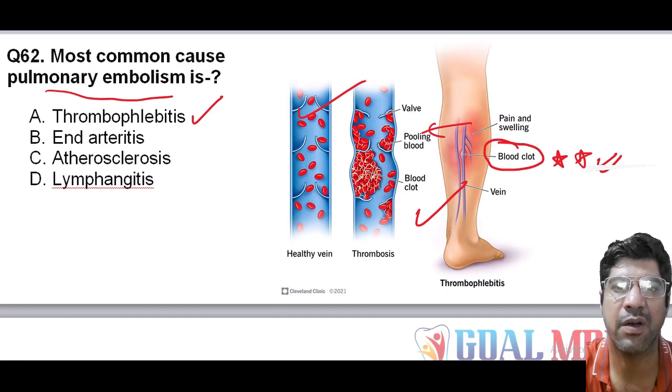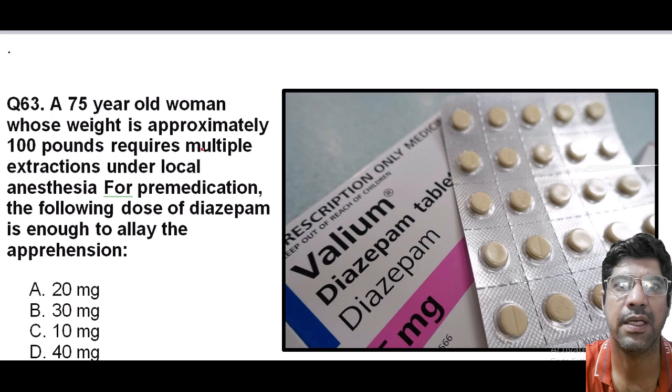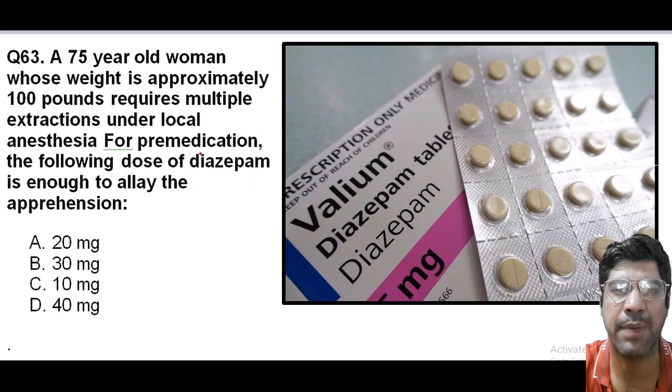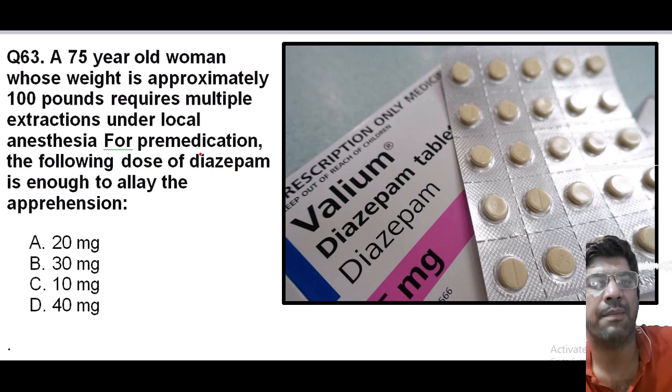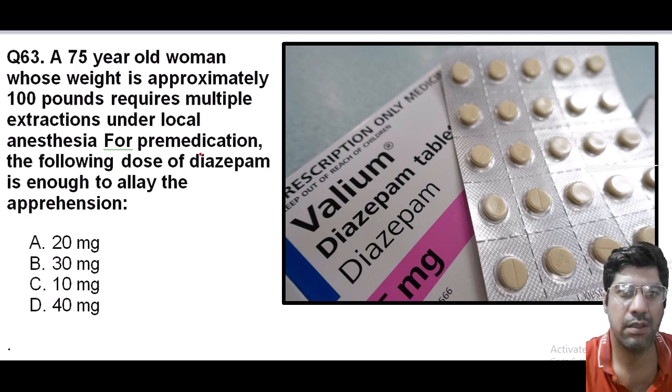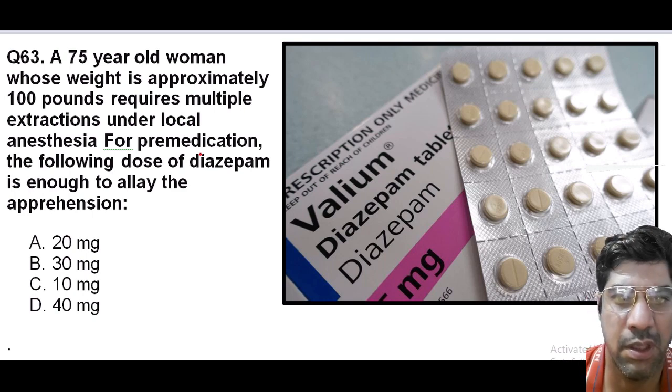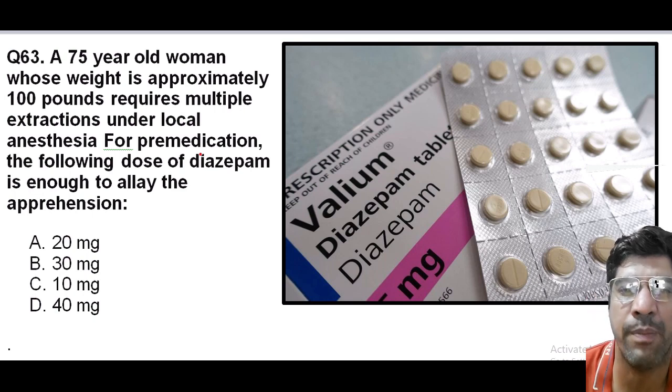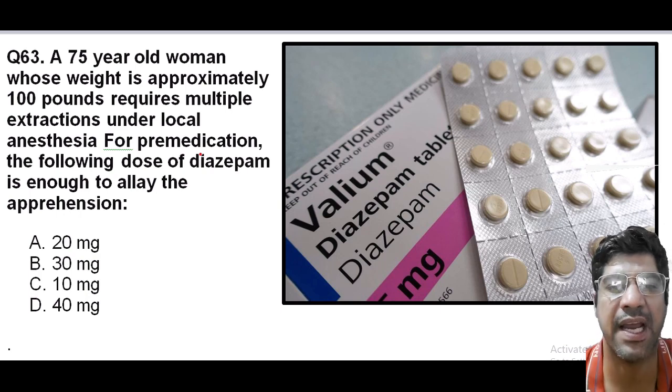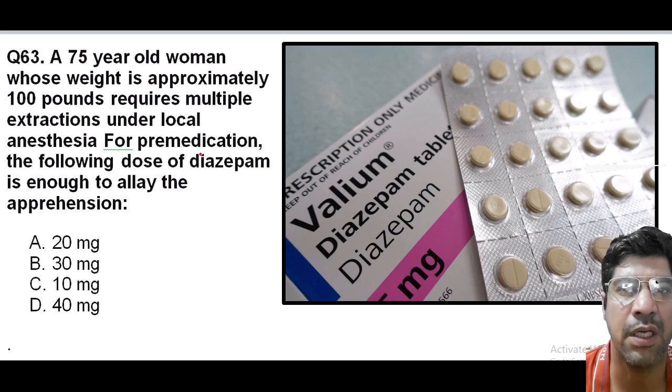A 75-year-old woman whose weight is approximately 100 pounds requires multiple extraction under LA. For pre-medication, the following dose of diazepam is enough to allay the apprehension. The answer is 10 milligram. So in case of a 75-year-old woman whose weight is approximately 100 pounds, a starting dose of 10 milligram of diazepam may be given. That is a relatively low dose and it is safe for the patient.